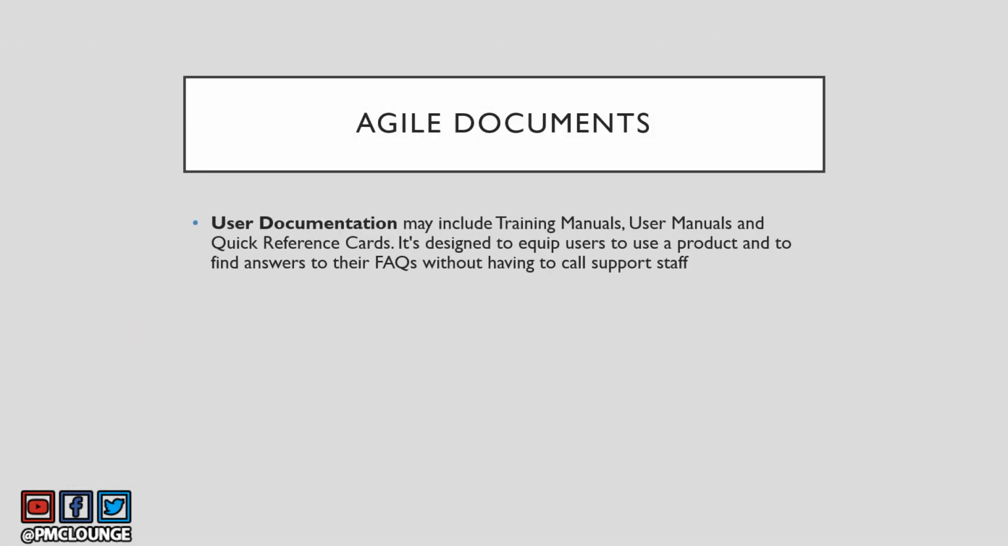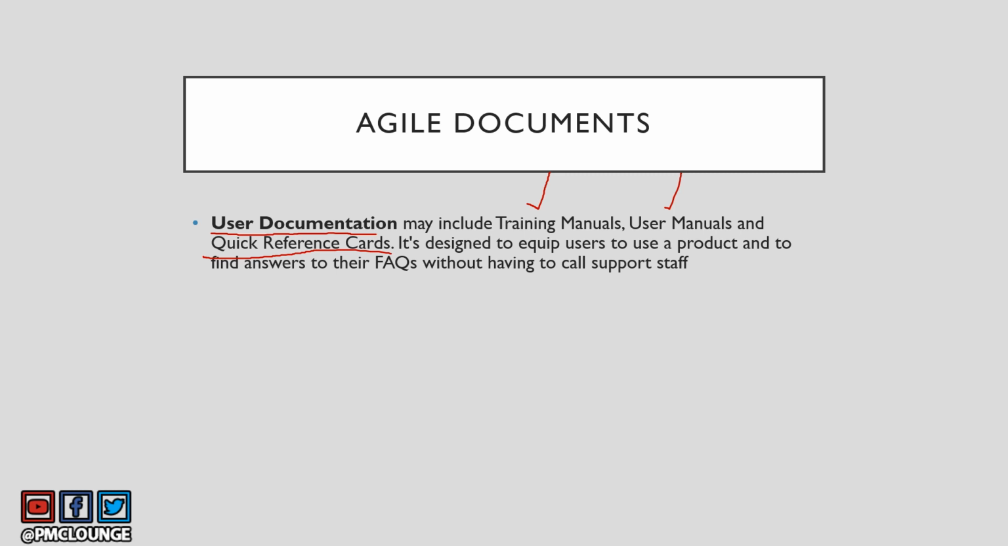Finally, the last document that agile teams can look to generate is called user documentation. And this can include your training materials, your user materials, any quick reference cards, right? Anything that helps answer customers' questions, users' questions, right? So anything that helps avoid a customer making a call to your support should be included in the user documentation. Now, these are all documents that should be generated as part of an agile project.